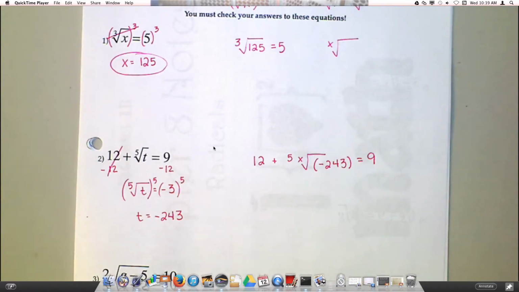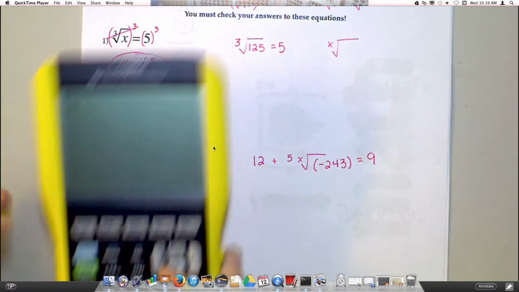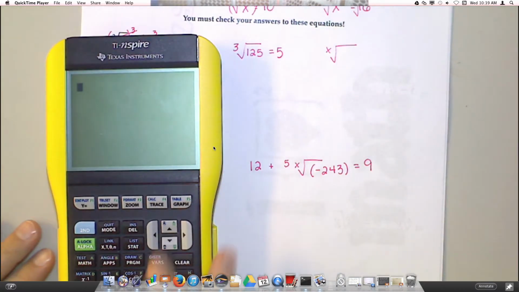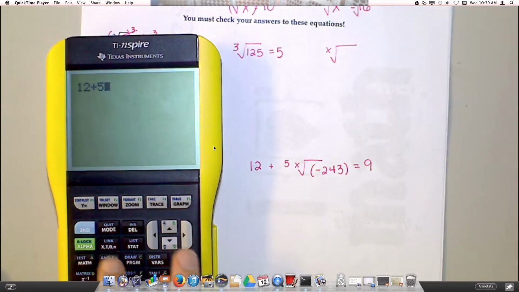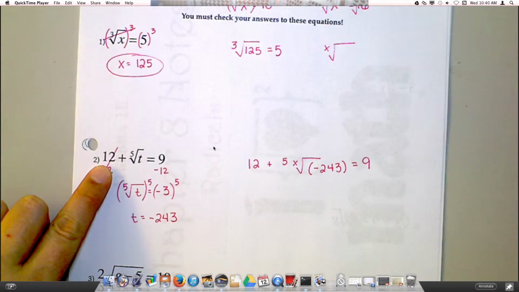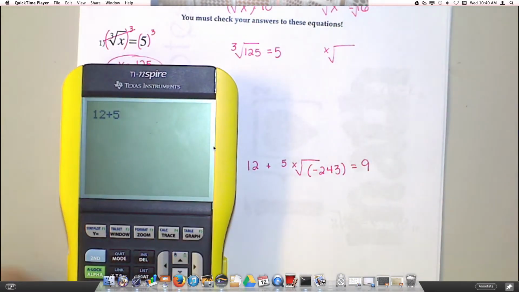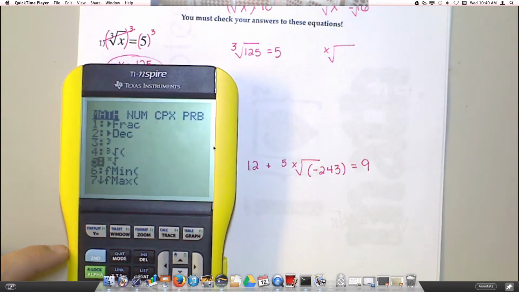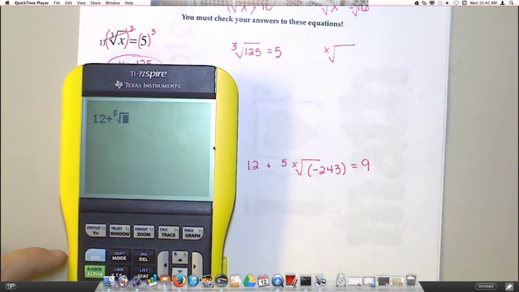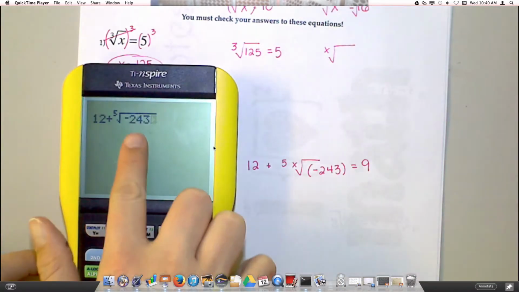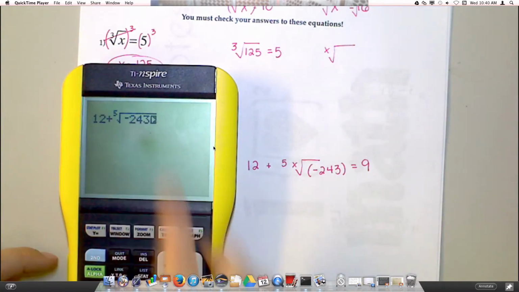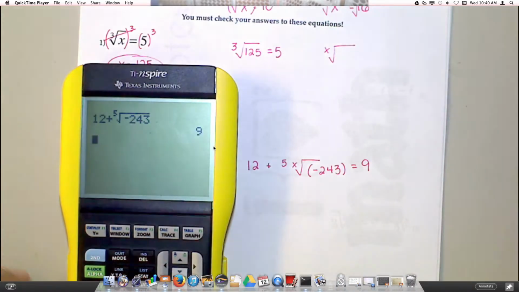Okay, let's check this out. All right. Compare what your screen looks like with what I'm about to type in. So I'm going to type 12 plus. You did 12 plus? Yep, because that was part of my original equation. That's what you forgot. 12 plus 5, and then math with the x root of negative 243. If your calculator's doing something like this where it lets you type underneath the radical, you probably won't need parentheses. But yeah, it should be 9.